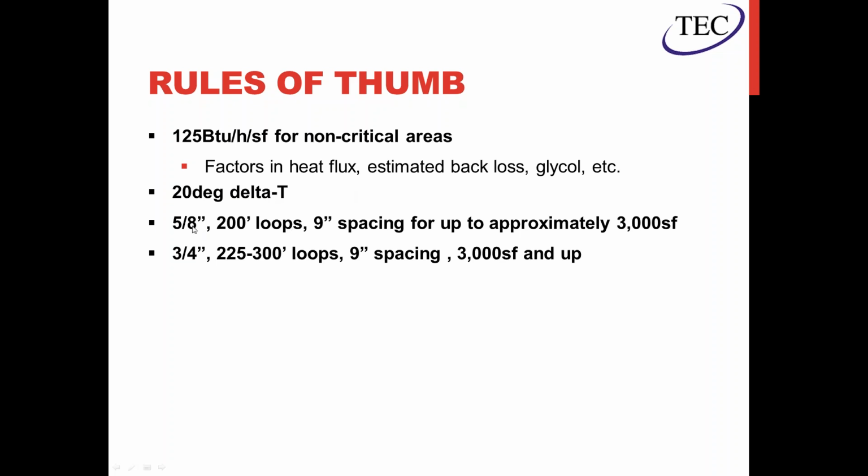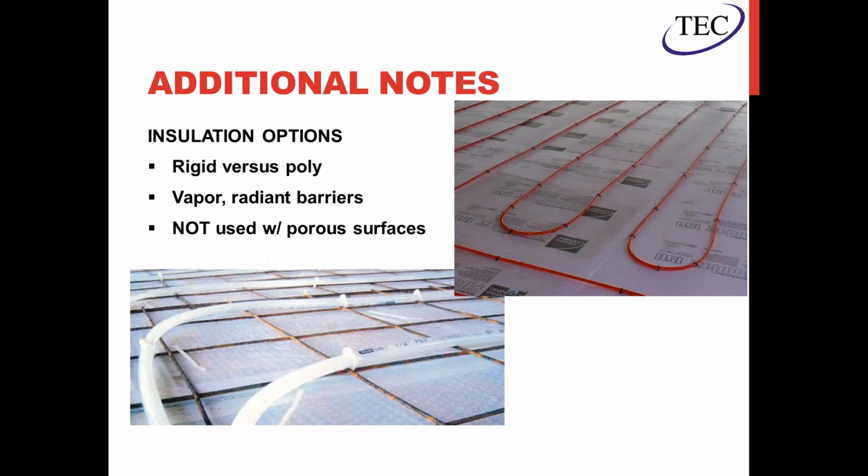Let's see here. And then as I mentioned, 5/8 inch tubing, 200-foot loops, and 9-inch spacing is usually pretty sufficient up to around 3,000 feet. At that point, you're getting to a number of loops where going up to 3/4 inch is probably the best way to go, just simply to eliminate how many loops you have to install. The other reason you might go with a longer loop length is if it's a long walkway and where you can mount the manifold.